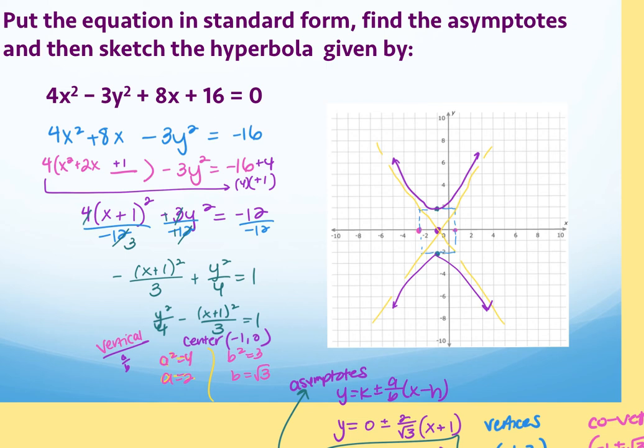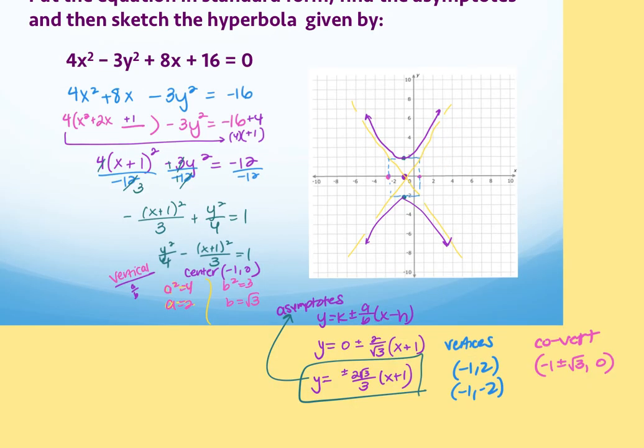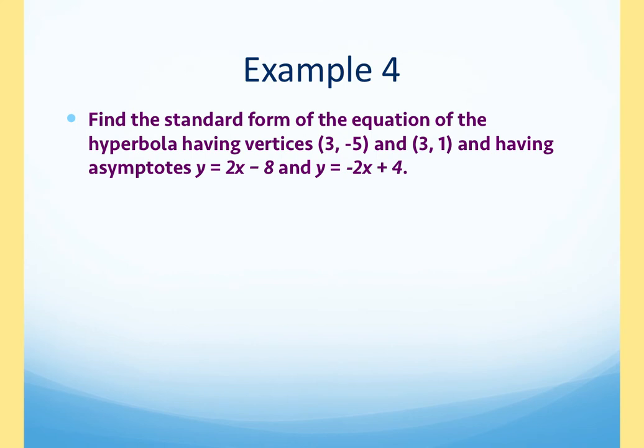It didn't ask for foci. If you wanted to find it, you'd find c. C squared would be a squared plus b squared. And then you'd go up and down, so you'd change the y coordinate of your center. All right, now we're reversing it again.